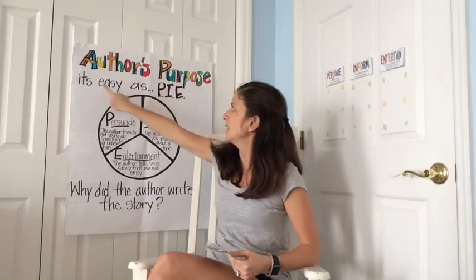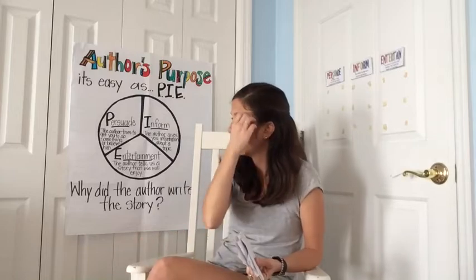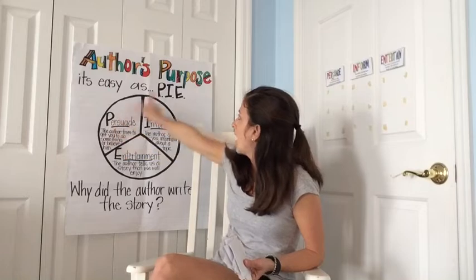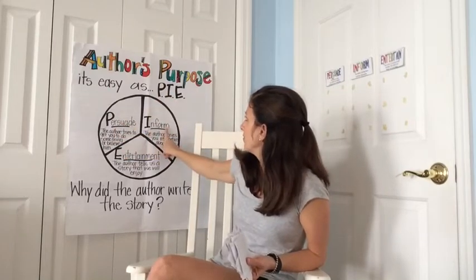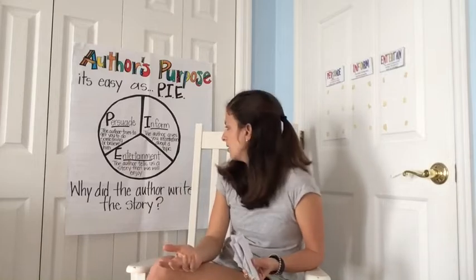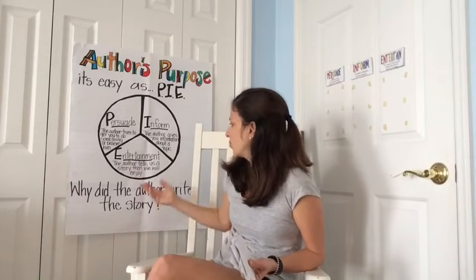Author's purpose, it's easy as pie. That's kind of like a slogan or a chant that we use in our classroom. We say author's purpose is easy as pie. P stands for persuade. I stands for inform. E stands for entertainment. While we're reading, we ask ourselves, why did the author write the story?